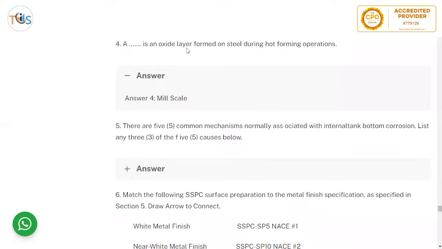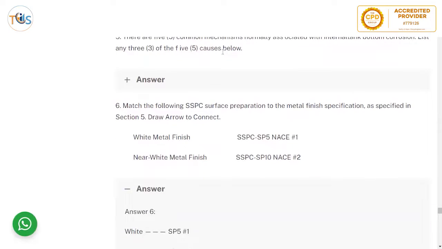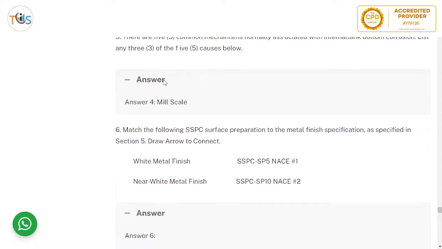Mill scale is an oxide layer formed on steel during hot forming operation, and it's more noble than the base metal, the steel itself. It causes the base metal to corrode actually, so it should be removed. Five common mechanisms normally associated with internal tank bottom corrosion: at least 3 of the 5 causes below.